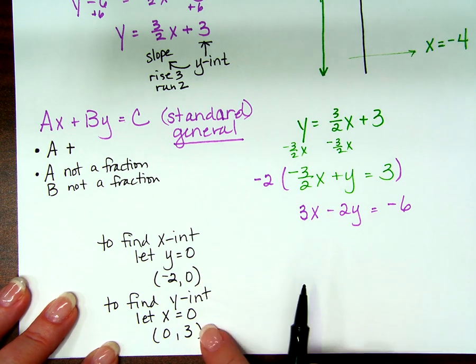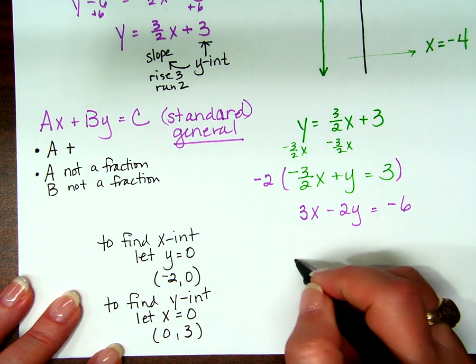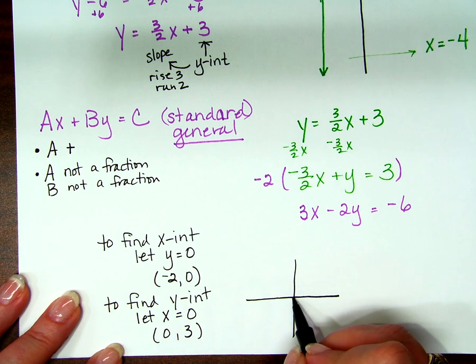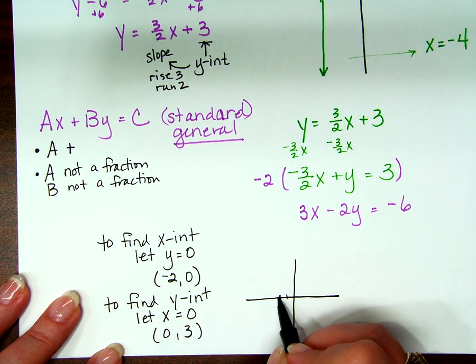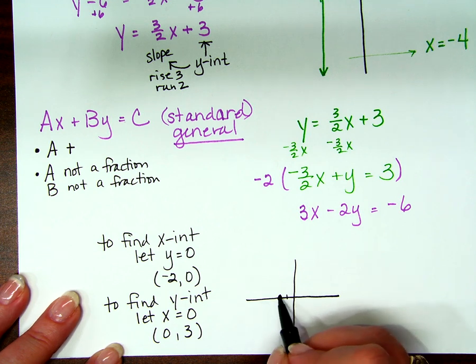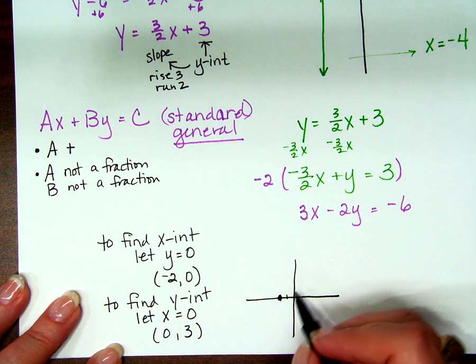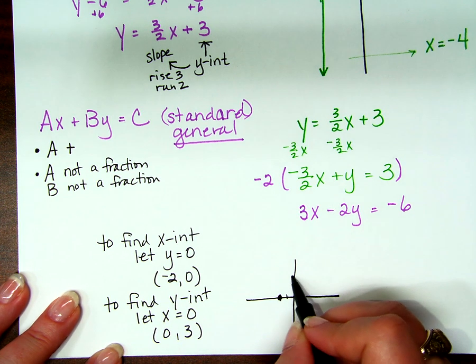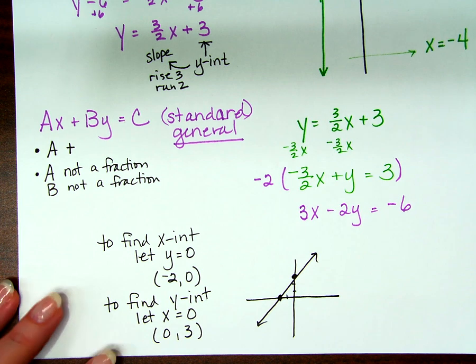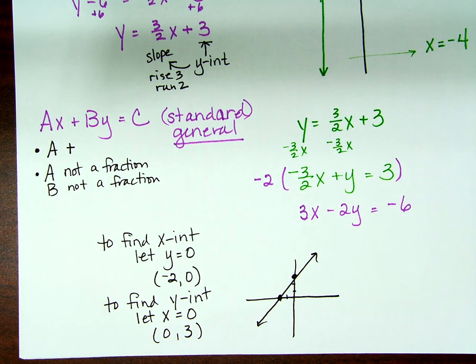Can you plot these 2 points on a graph? Where do I go for this one? So right there? No? Yes? Because x is negative 2 and then y is 0, so right there. And what about this one? Right there? Ta-da. Okay? Easy? That's 2.3.